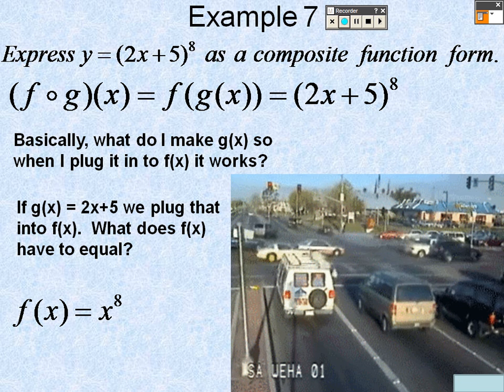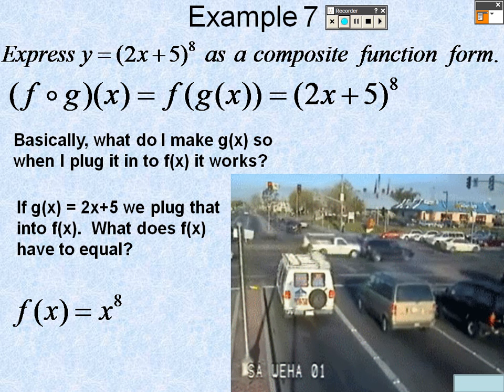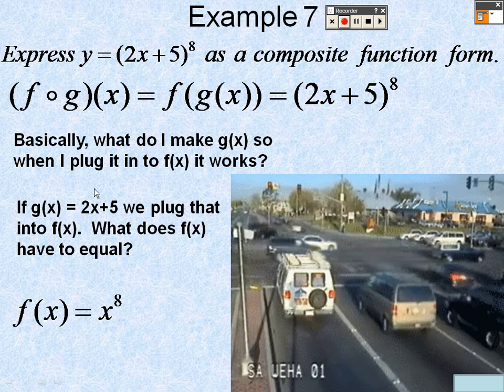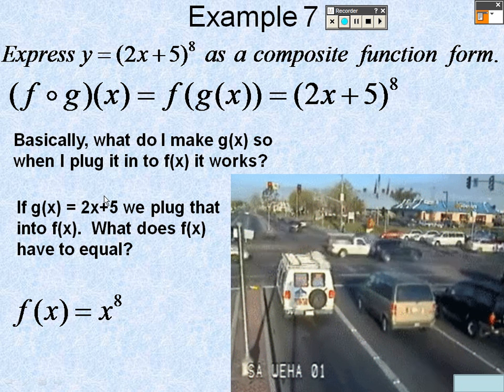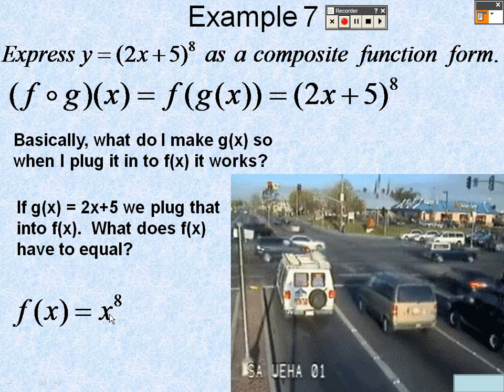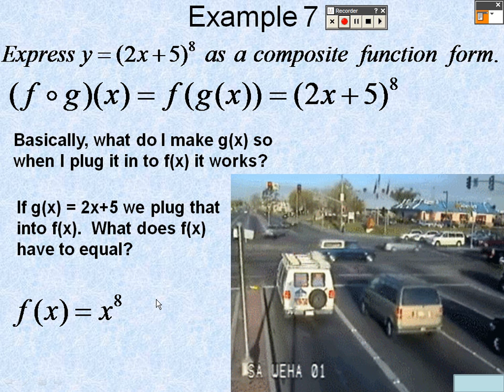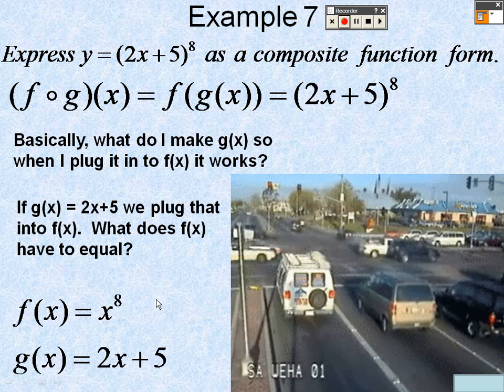And if you get what you started with, then you did it right. So the point is, I would take this and plug it in. Do I get this as my answer? Yeah. If I take 2x plus 5 and plug it in for x here, I get 2x plus 5 to the 8th power, so I knew that I did it right.